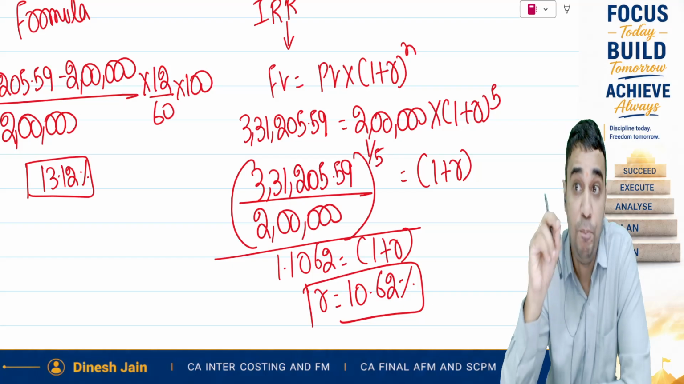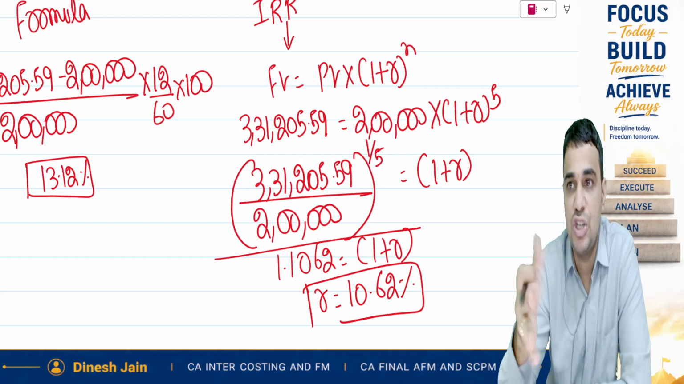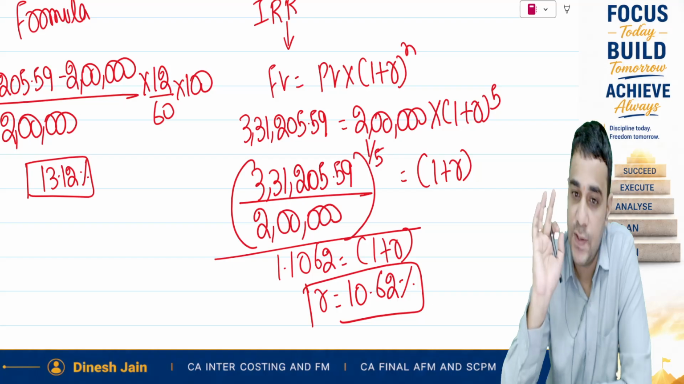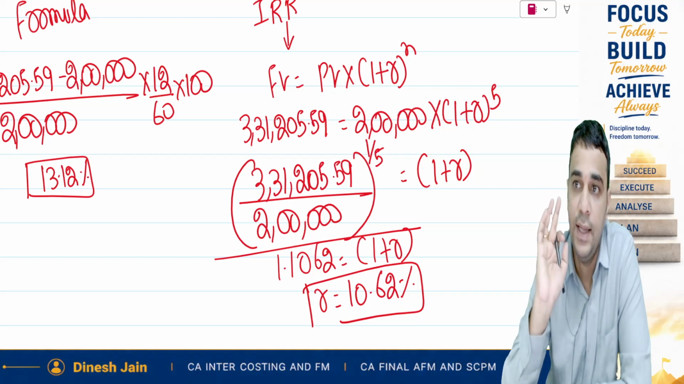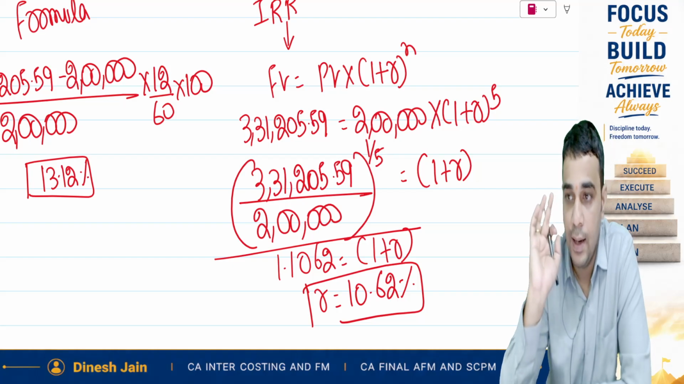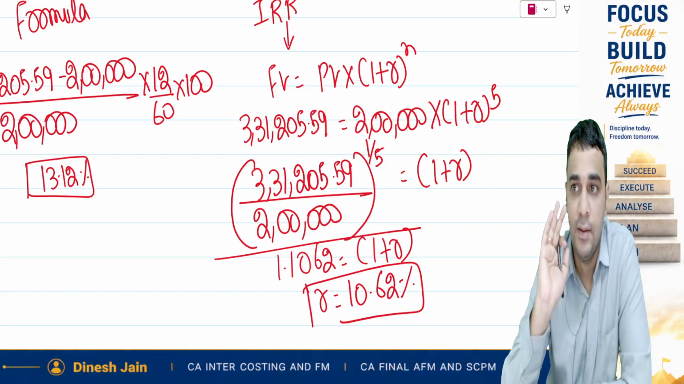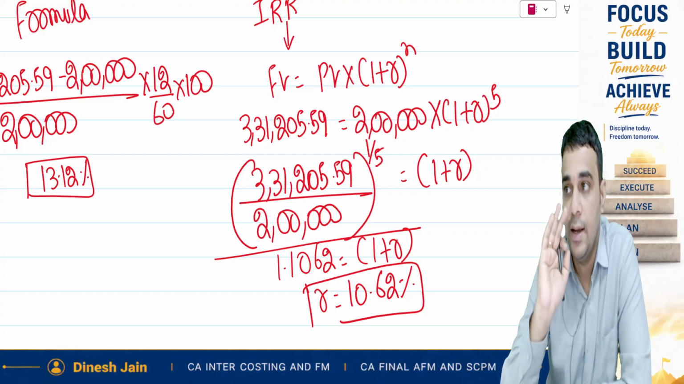So if it was a payout plan, then the shortcut will not work. You will have to do year, cash flow. Here it is a reinvestment plan, so I get back the money only on the last day. Bonus plan also I get on the last day only. And generally they will ask IRR only for the reinvestment plan and the bonus plan.